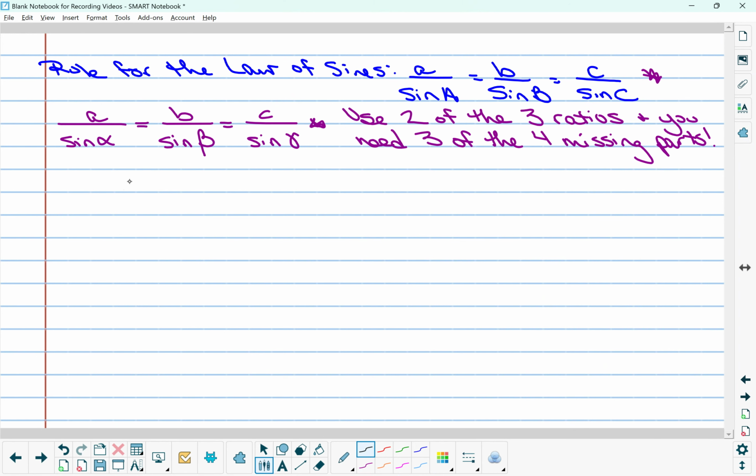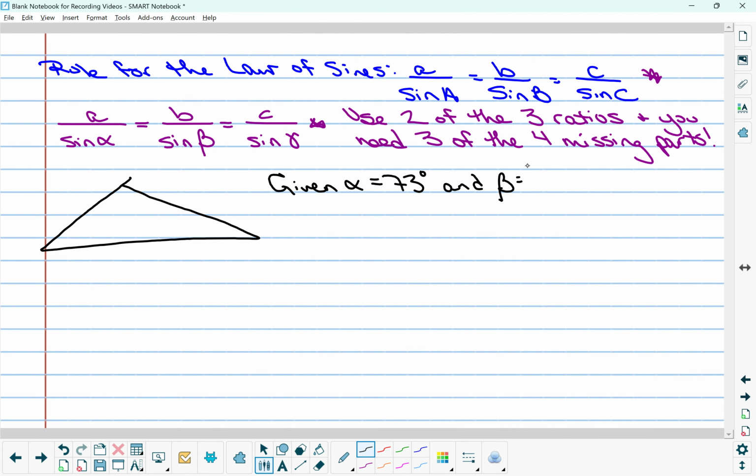Okay, so I'm going to draw myself a triangle. Ignore that little hunk at the top. And here's the problem. Given alpha equals 73 degrees and beta equals 87.3 degrees and little a equals 5, solve the triangle.